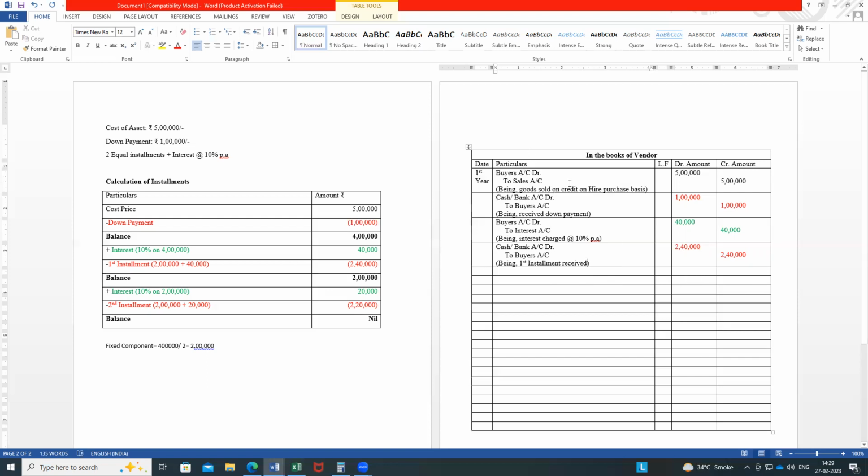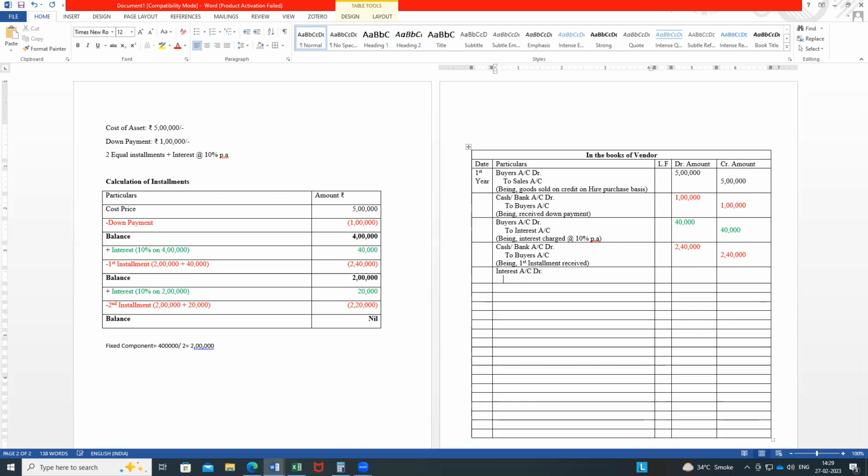Okay, the first entry on the first year was recording the transaction at higher purchase basis, that is credit transaction. Second entry was related to down payment. Third entry, interest charged. Fourth entry, received first installment, and the last entry would be transferring this interest to interest account debit to profit and loss account. Okay, this is our transfer entry.